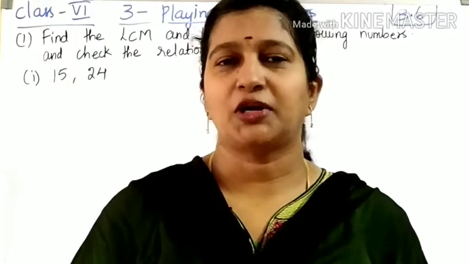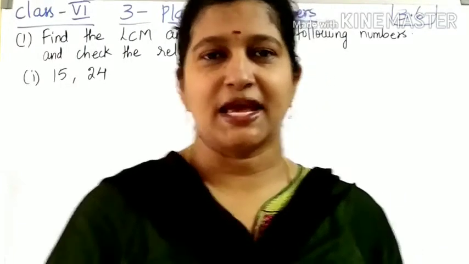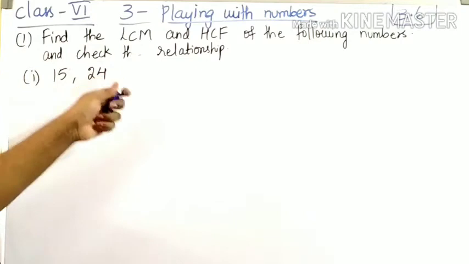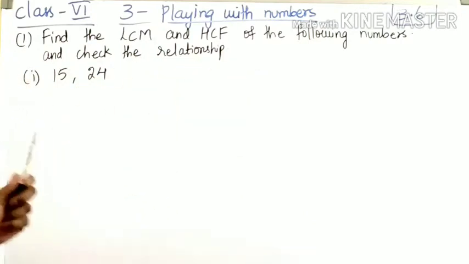In this video I am going to explain exercise 3.6 of Unit 3, Playing with Numbers. In this exercise we are going to do sums based on the relationship between LCM and HCF. In the last video I explained the relation between LCM and HCF: LCM into HCF is nothing but the product of the two numbers. Here, the first question: find the LCM and HCF of the following numbers and check the relationship between them.